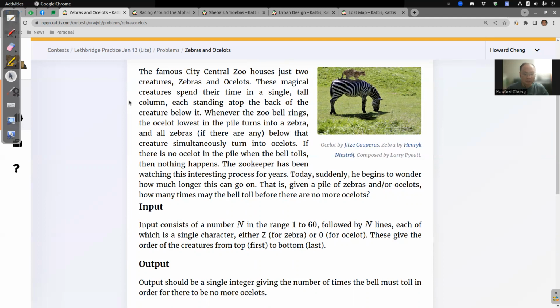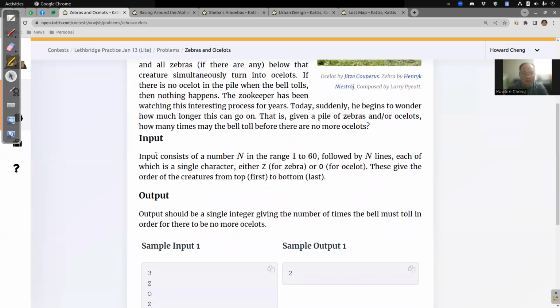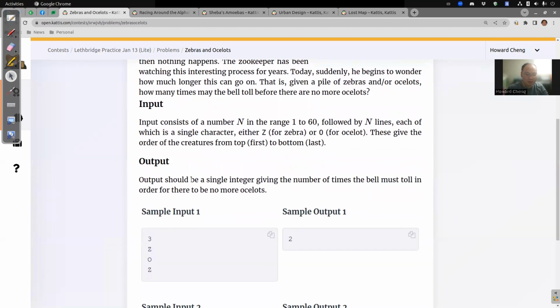Okay. The zookeeper has been watching this interesting process for years. Today, suddenly, he begins to wonder how much longer this can go on. That is, given a pile of zebras and ocelots, how many times may the bell toll before there are no more ocelots? The input consists of the number n from 1 to 60, followed by n lines which are Z or O. These give the order of the creatures from top to bottom, and then you give a single integer giving the number of times the bell must toll.